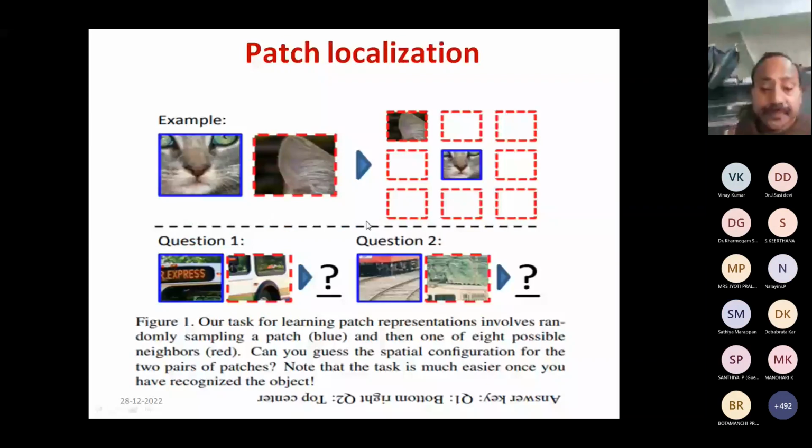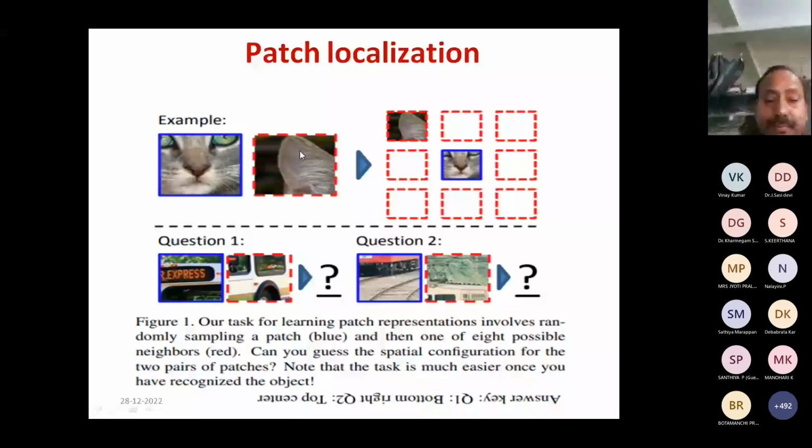When you see these two images, the first image is, I think we are able to identify, an image of a cat, the portion of the nose of the cat. And where do you place this second image out of these 8 boxes? Any guess? When you see this image, you can see it's an ear of the cat, so definitely it would be the top left corner. As a human, we can understand the shape and structure of the image, so we can easily place it.